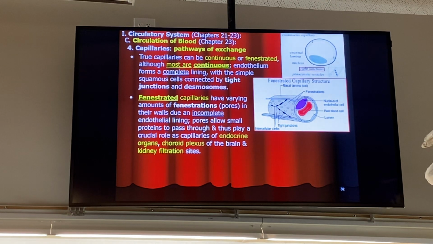Again, most capillaries are continuous. There are continuous capillaries, capillaries with pores called fenestrated. And a good example of a capillary that would be fenestrated would be that example I gave you in a pancreatic islet. Insulin is a quaternary protein, it's big, and it'll have difficulty getting through unless you've got pores. Everybody got why you need fenestrations?